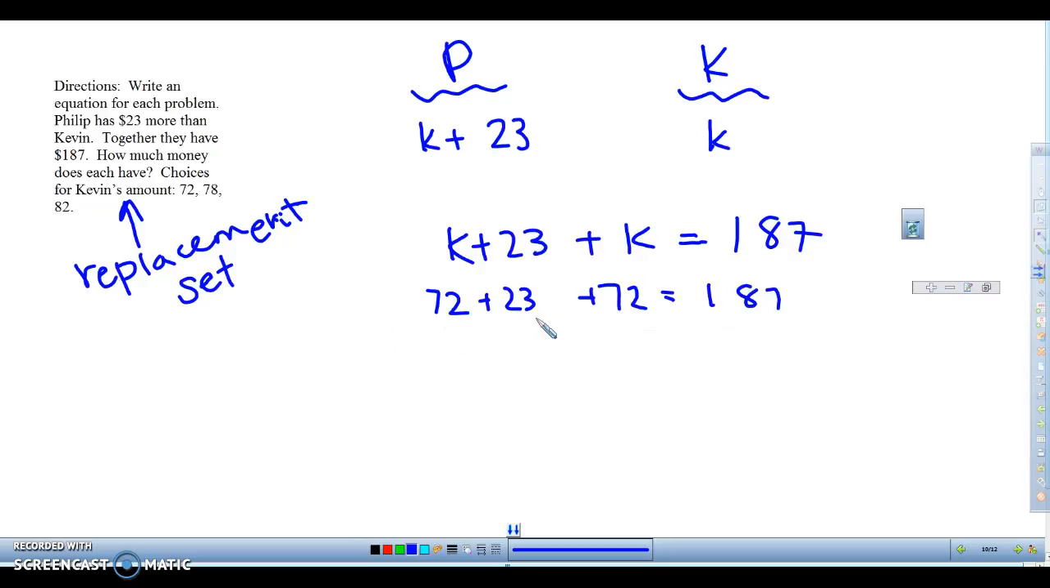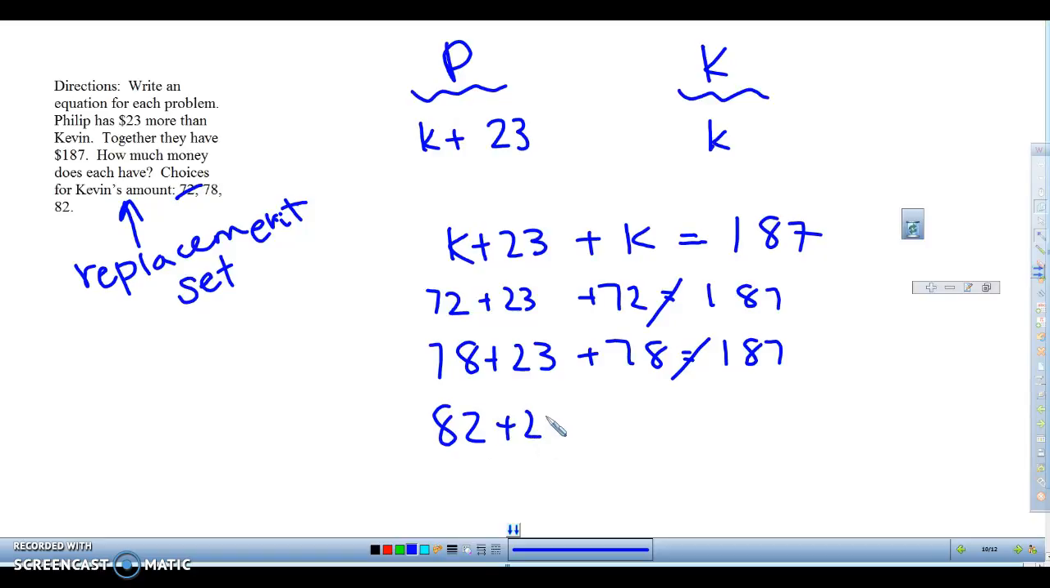Does 72 plus 23 plus 72 equal 187? No. So that's not it. Does 78 plus 23 plus 78 equal 187? Nope. So we'll try our last one. 82 plus 23 plus 82 equal to 187. Still no. There was no solution given.